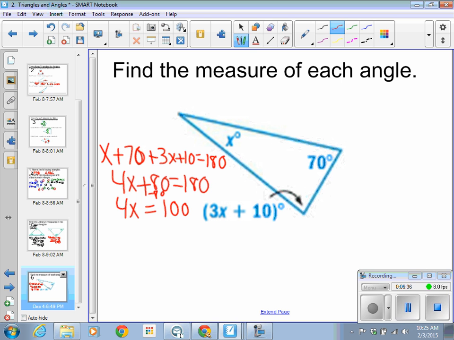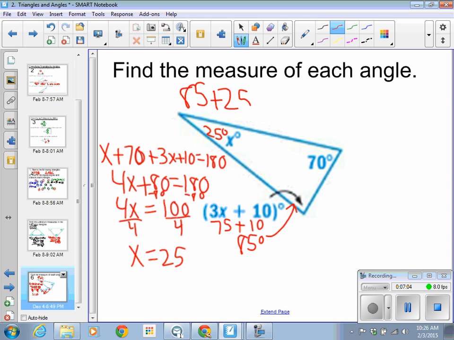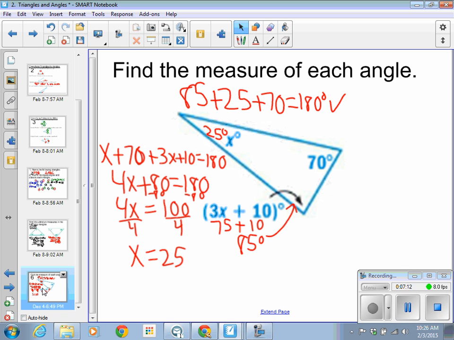Where's that for you guys? And then we divide both sides by 4. x equals 25. Easy to check. Okay, you have 25 here and 70 there. 3 times 25 is 75, plus 10. It's 85 degrees for this angle. Add them all up. 85 and 25 gives us 110. Now we add up those two measures, 70 and 110, we get 180. So it checks out. This concludes your lesson over triangles and angles.